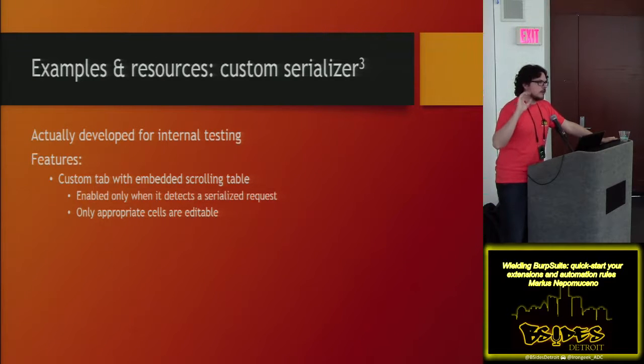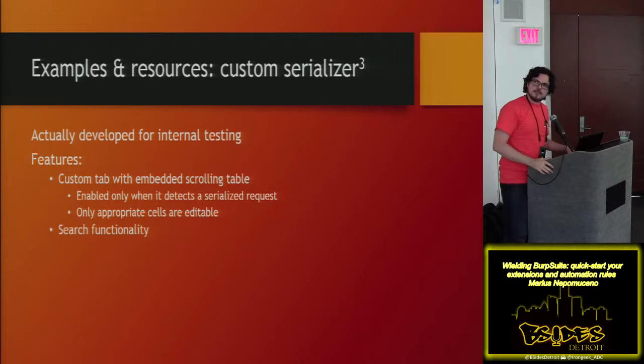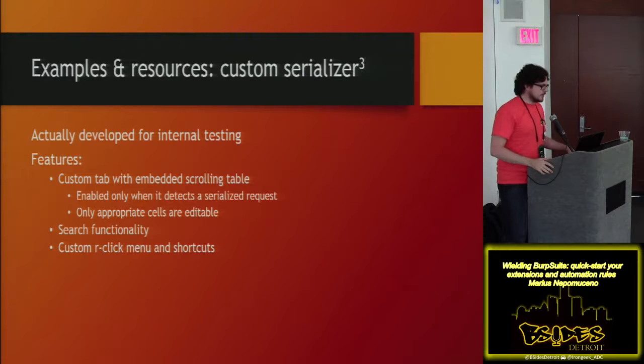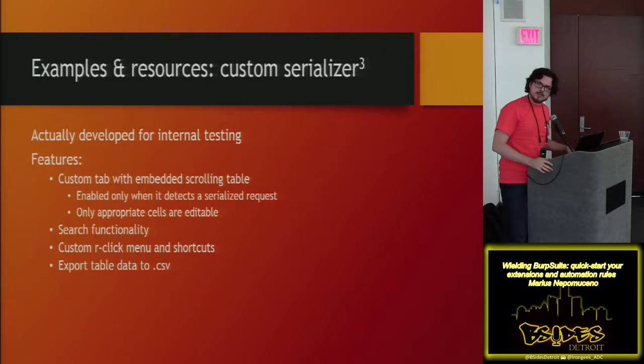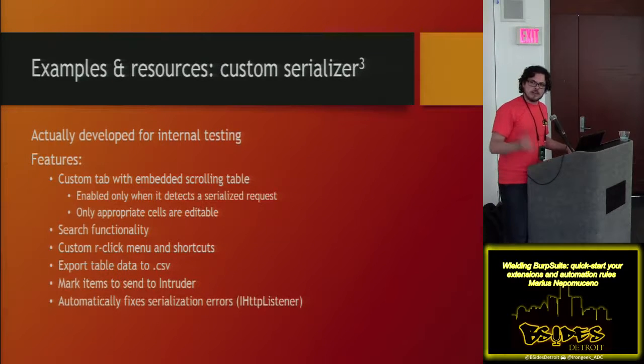You won't even see the tab if the HTTP message is not serialized in the format I'm looking for. Only the appropriate cells are editable, so you can pick down to the cell level which cell will be editable by someone using the extension. It's got some search functionality. It's got some custom right-click and keyboard shortcuts for copying and pasting individual cell values. You can export the table data to a CSV file. You can mark items and send them to intruder. It automatically fixes serialization errors, all thanks to HTTP Listener.